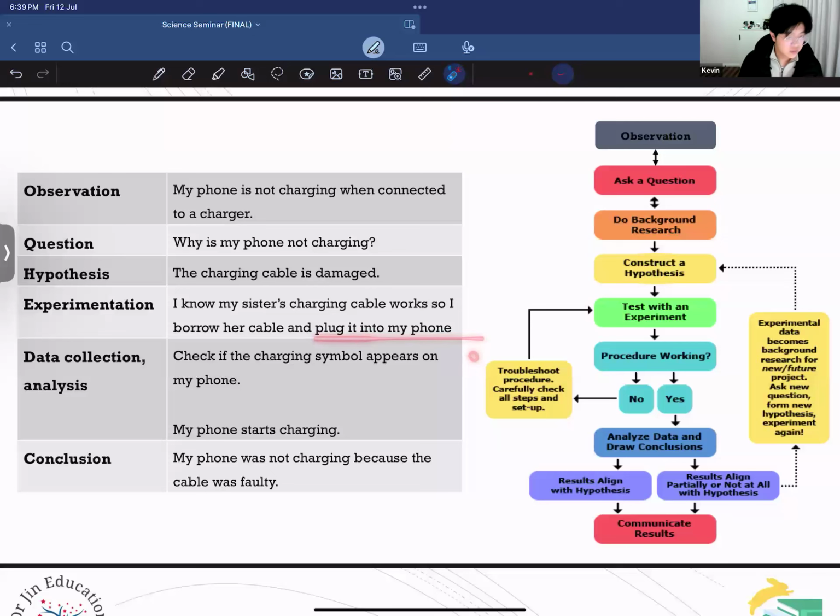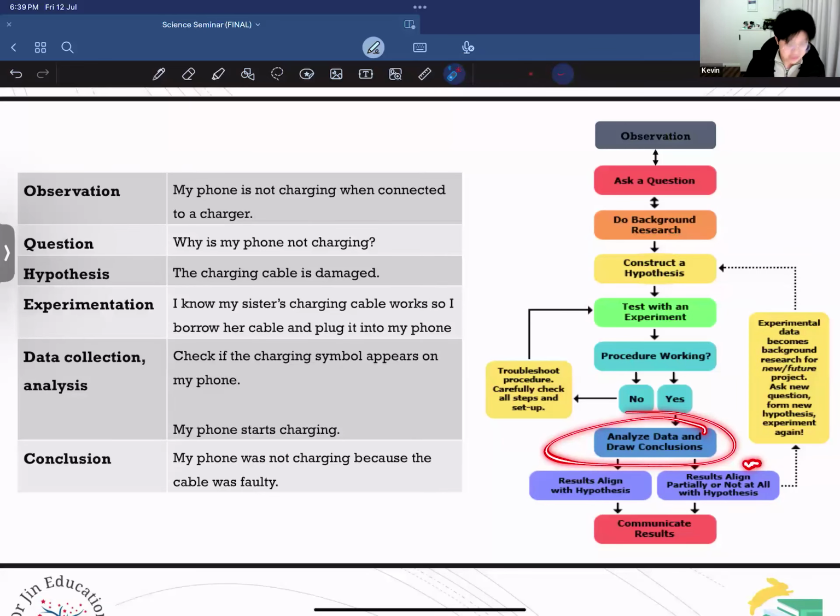Now, data collection and analysis. So it's all the way down here. Check if the charging symbol appears on my phone. If it does, that means my phone's charging and perfect. It must be the cable's fault. But what if I plugged it in and it's still not charging? That means it's not the cable, right? So that's all part of data analysis and drawing conclusions.